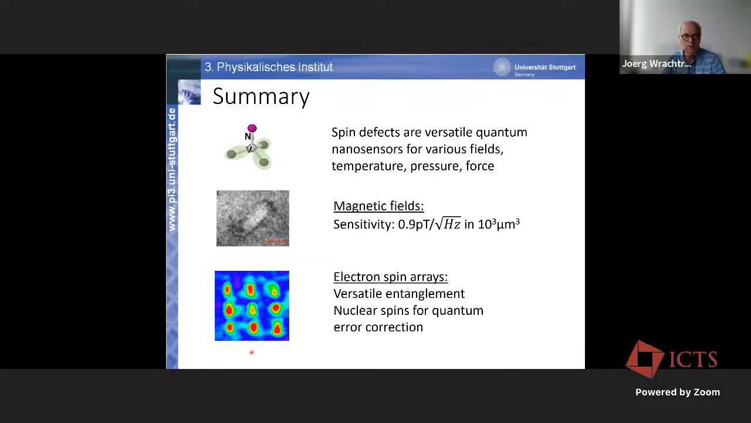No, it's a super resolution image. It's a ground state depletion image. So it's STED-like, stimulated emission depletion.